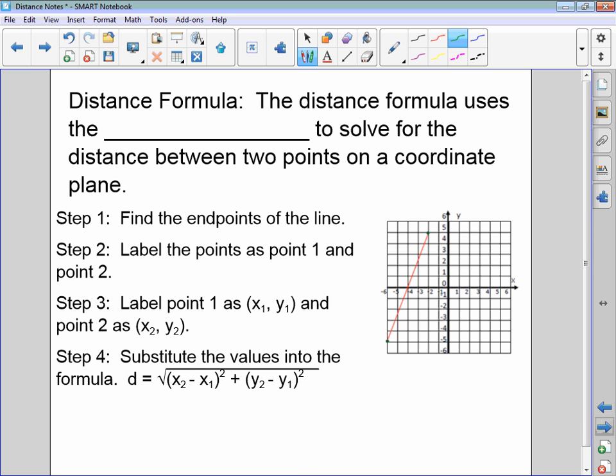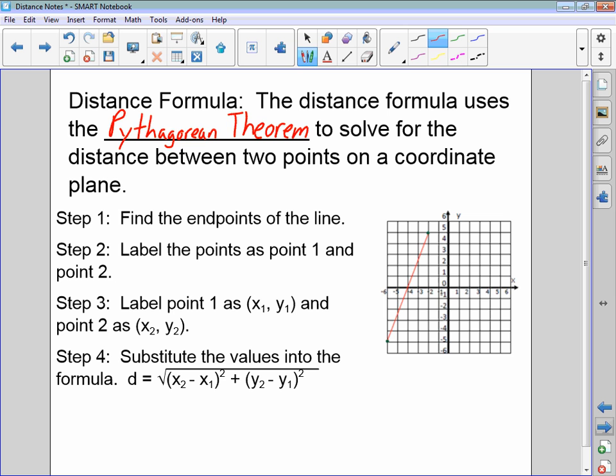Alright, we're going to now look into the distance formula. We're going to start with the distance formula on a coordinate grid. So it's going to look very similar. And we can always use the Pythagorean theorem when we are provided a grid to check our work using the distance formula. So looking here, it says the distance formula uses the Pythagorean theorem. We use the Pythagorean theorem to solve for the distance between 2 points on a coordinate plane.